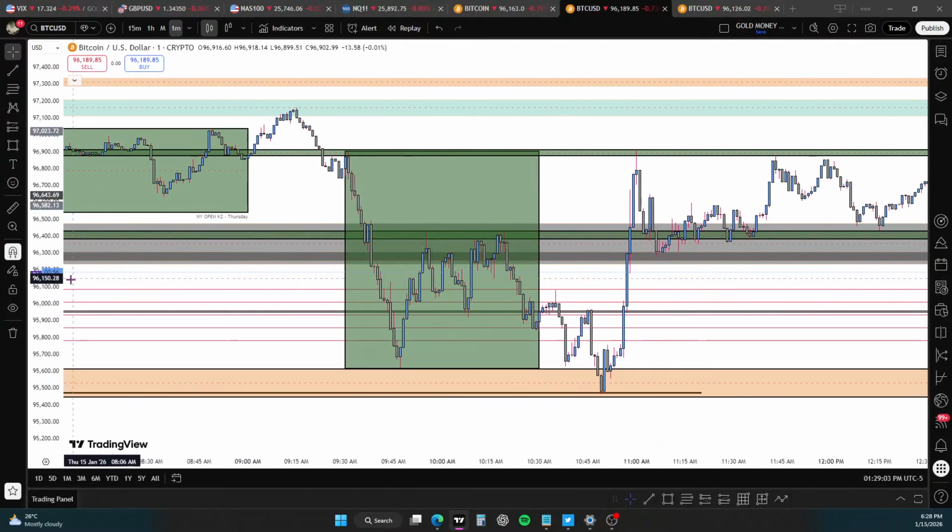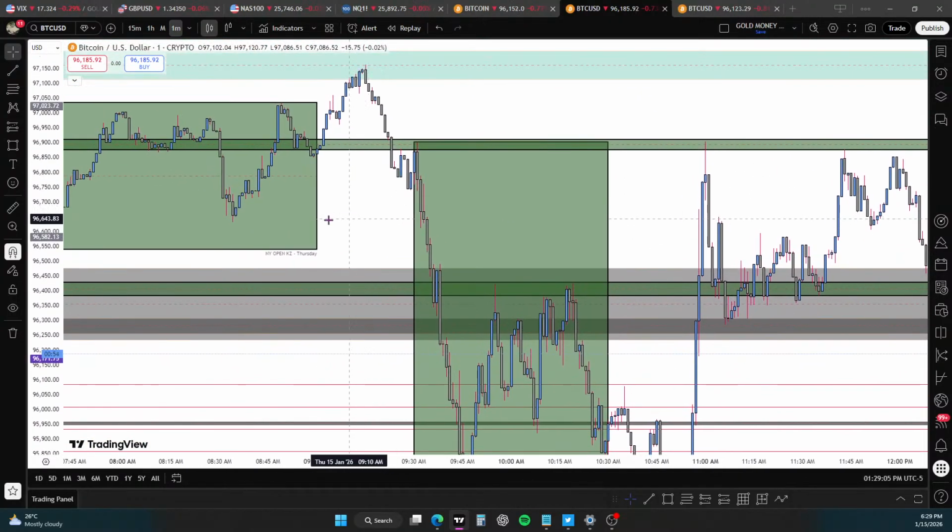Anyway, there's one more gap to put on the chart before I go. This low got taken out, market structure shift. There's no fair value gap until here, and this fair value gap is beneath the shift.